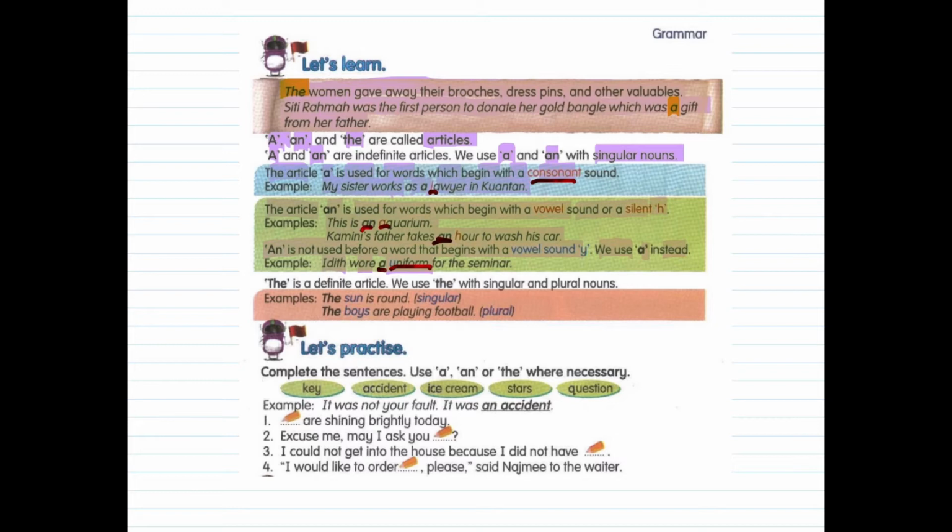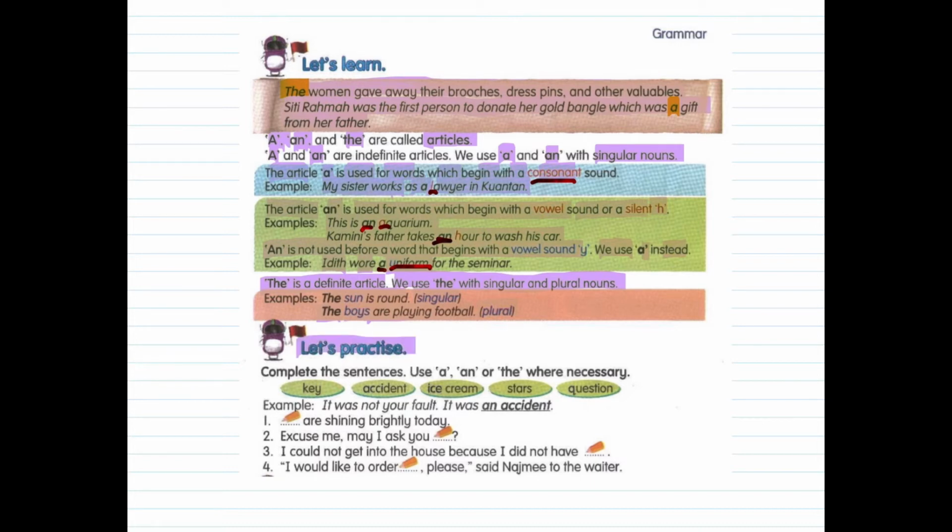Okay. Now that we've gone through "a" and "an", let's go through "the". "The" is a definite article. We use "the" with singular and plural nouns. So for "the", you can use it for singular and plural, right? So let's look at the examples. The sun is round. You see we only have one sun, which is singular. And then the next sentence, the boys are playing football. You see boys here are plural, but still we can use "the", although it's plural.